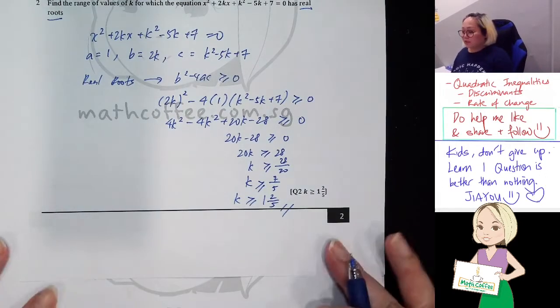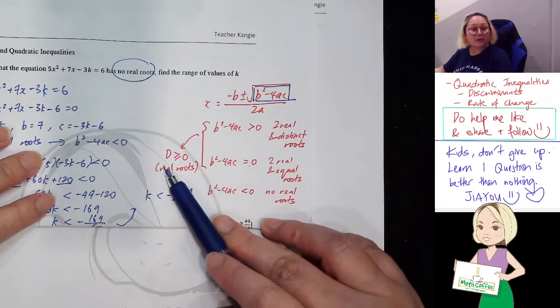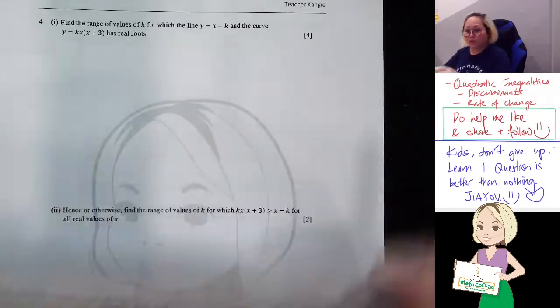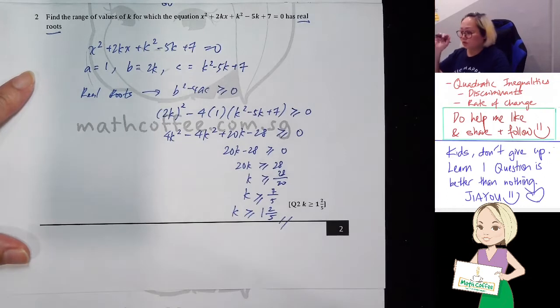So this is a special case, real roots. Take note, you will combine the first case and the second case, we get discriminant more than equals to 0. All good.